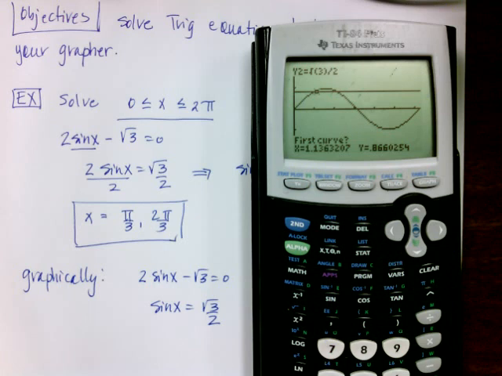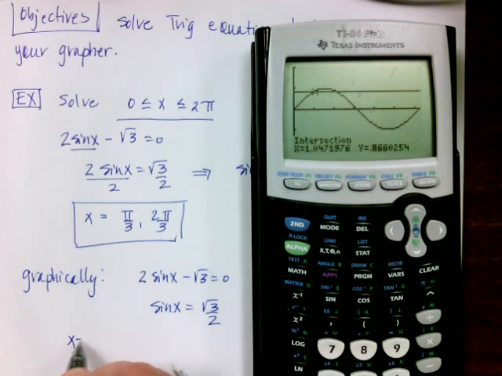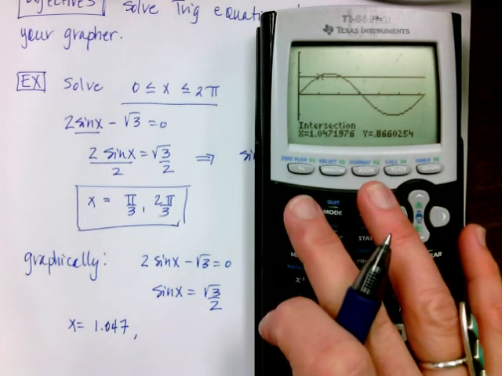Sorry. And then I'm going to do second calculate, first curve enter, second curve enter, and then enter one more time. And I get that x is equal to 1.047. And then I'm going to write that value down, and I'm going to do it again.